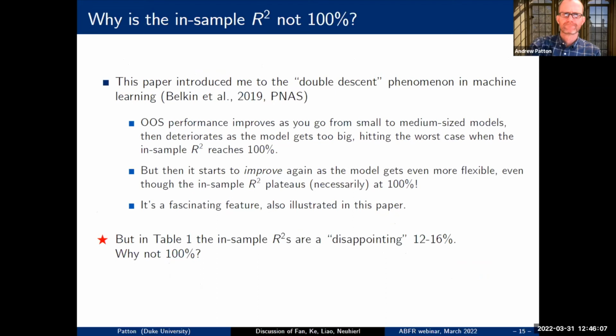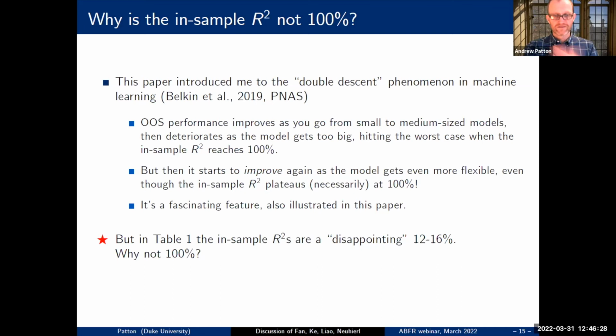And then I have a question I didn't know I would ask when I started to write this paper. Why is the in-sample R squared from the author's model not 100%? That's a crazy target, a crazy expectation, but it comes from this double descent phenomenon that Jianqing briefly described in the presentation just now. I didn't know this before I read the paper for this seminar.